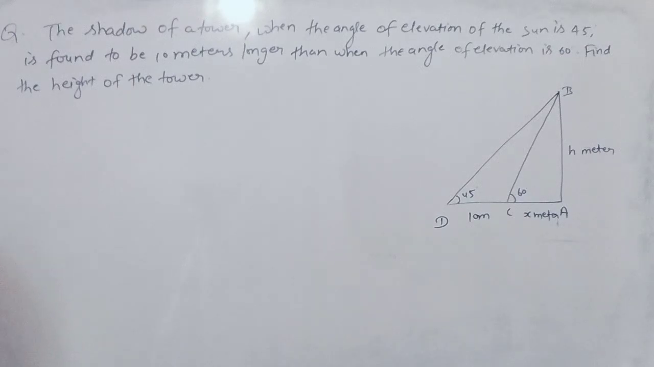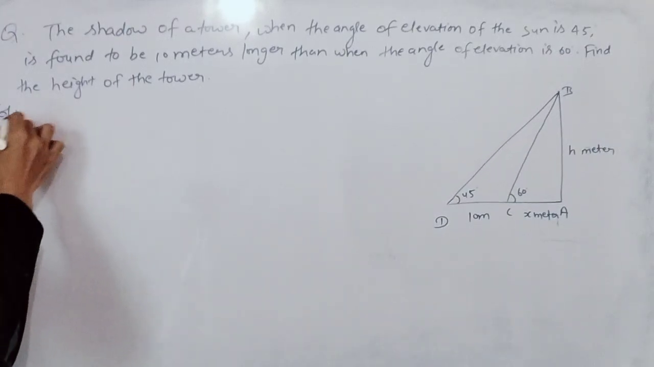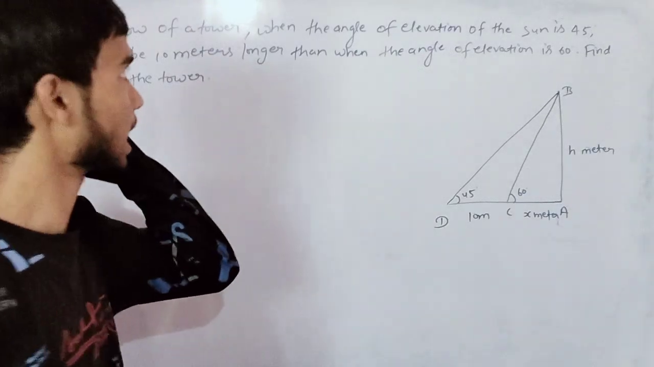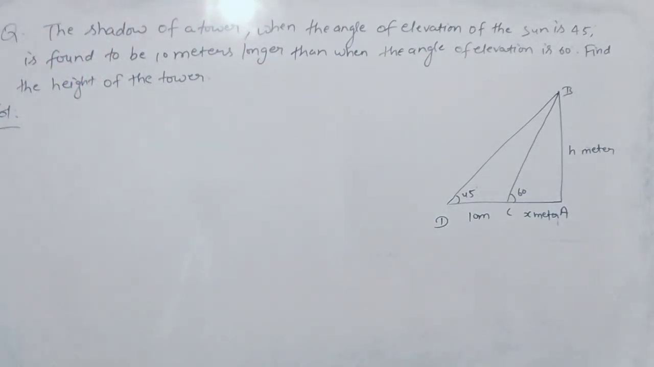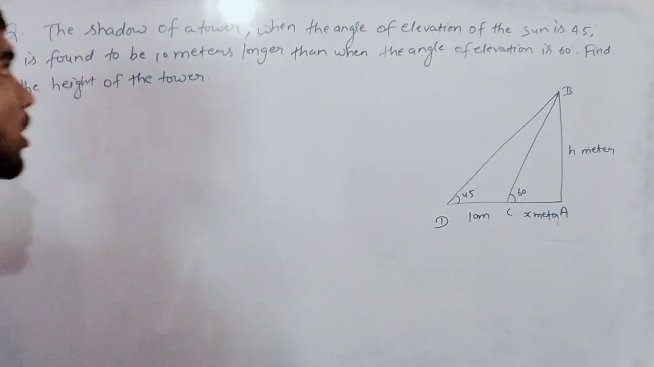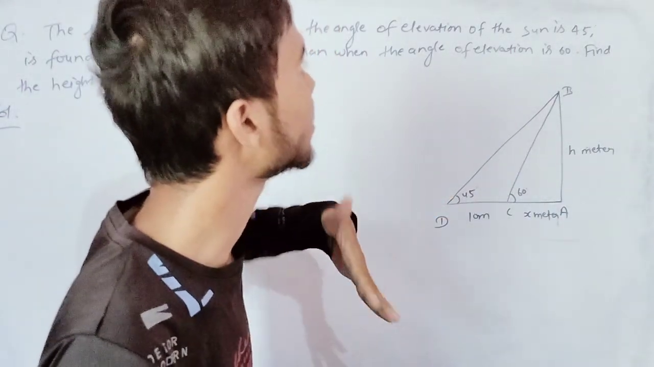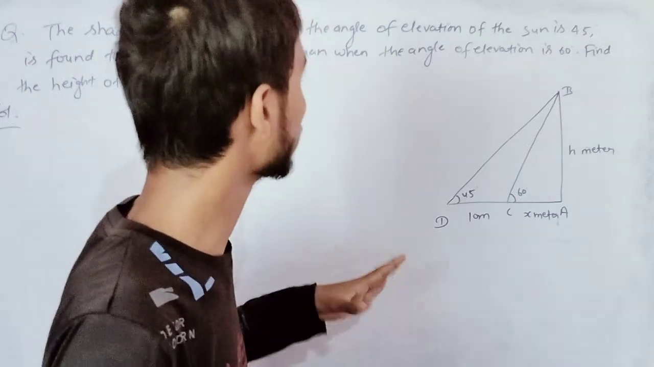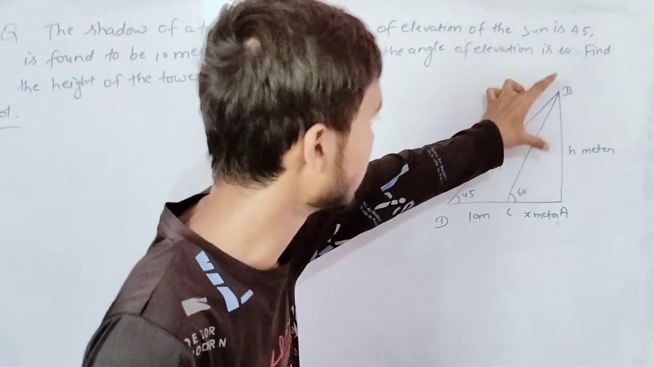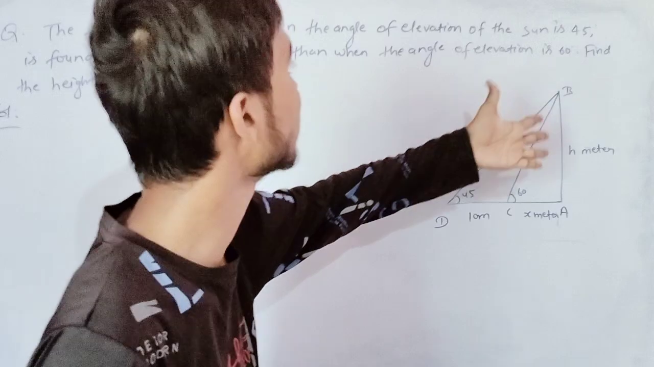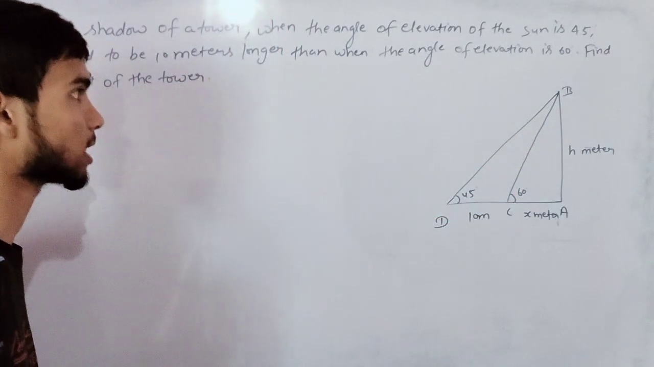This is the complete question. We will solve it together by understanding this. The shadow of a tower, when the angle of elevation of the sun is 45, where BA is being considered as a tower.